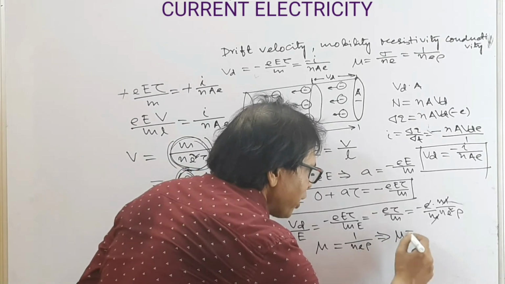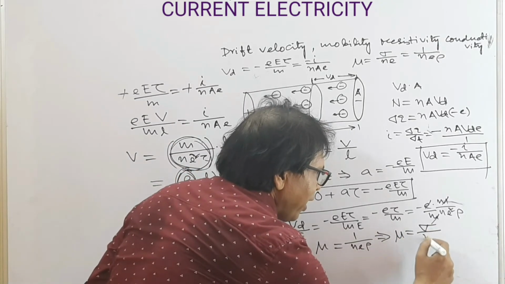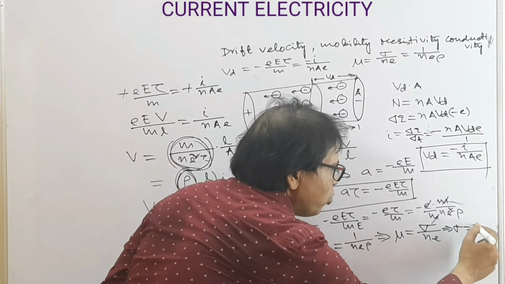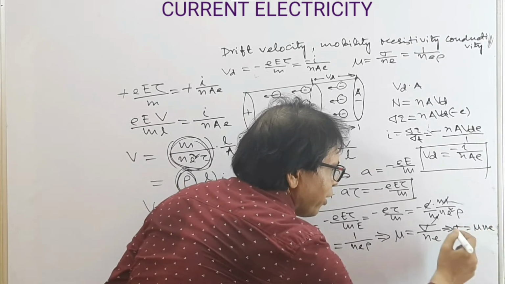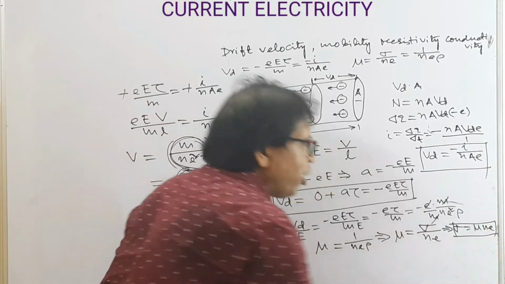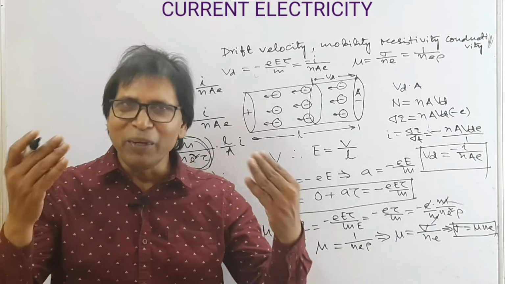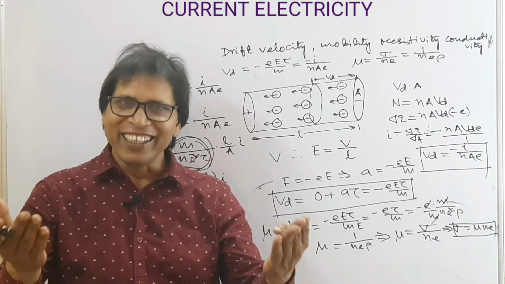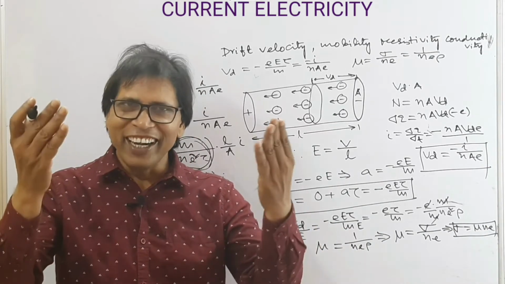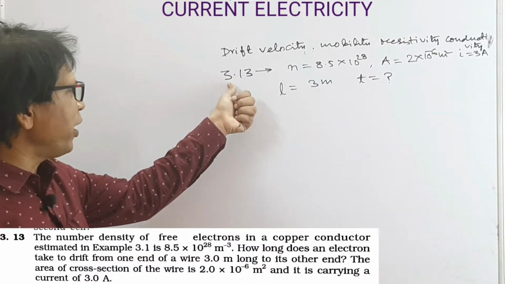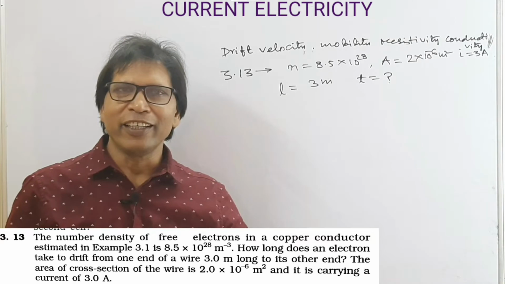This is mu equal to sigma by N E. Therefore sigma equal to mu N E. This is the expression of conductivity in terms of mobility of electron. Understood? Now next. Now look at this NCERT numerical 3.13.